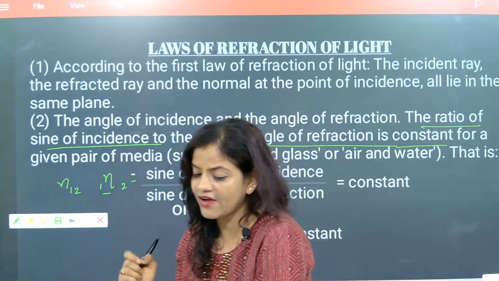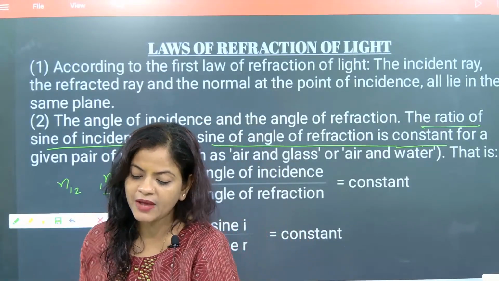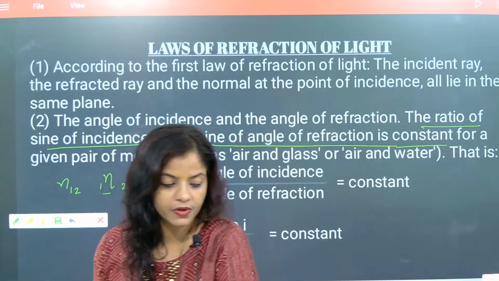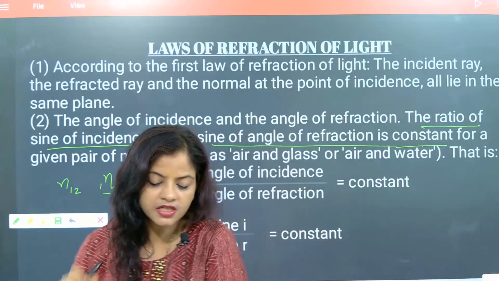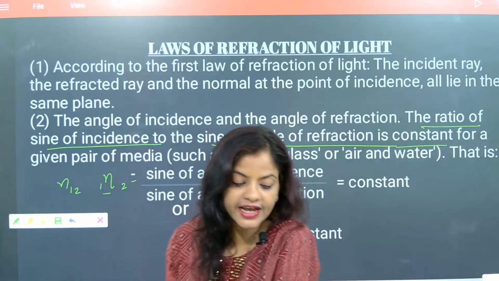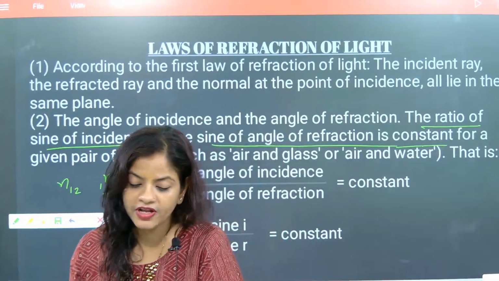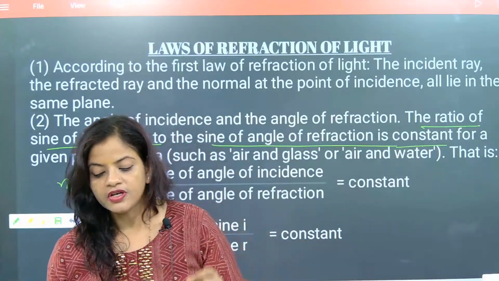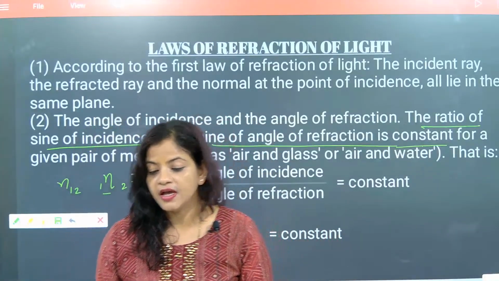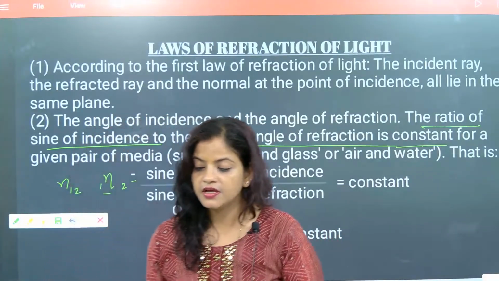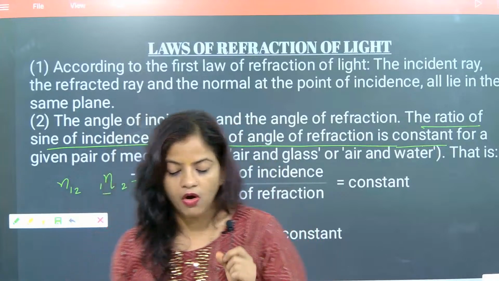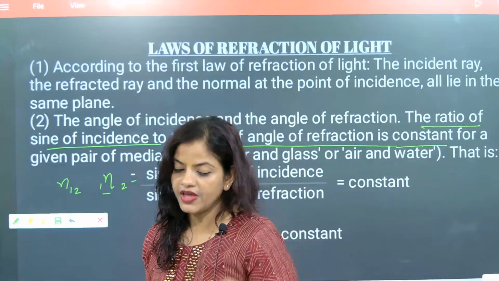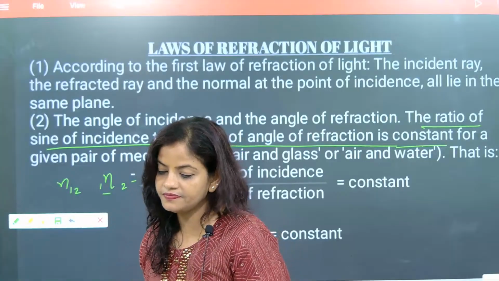Everyone keep answering the question, keep typing. If you do not type, I will assume that you are sleeping. First is optical density, note down. And the second one is the color or wavelength of the light.